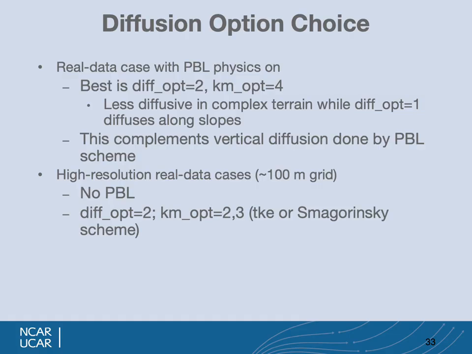In high-resolution real data cases of the order 100 meter grid, you turn off your PBL scheme and you use diff_opt equals 2 with km_opt equals 2 or 3. This is what we call the LES option.